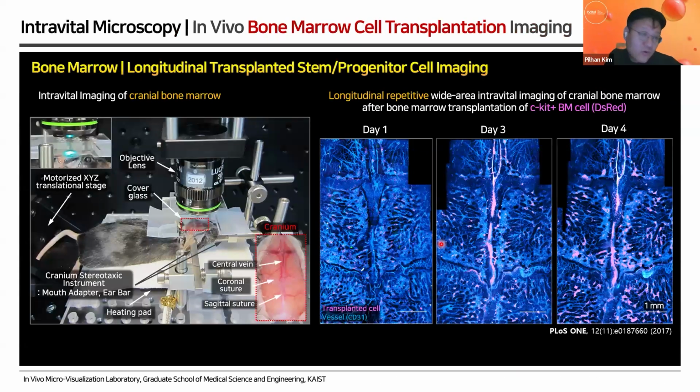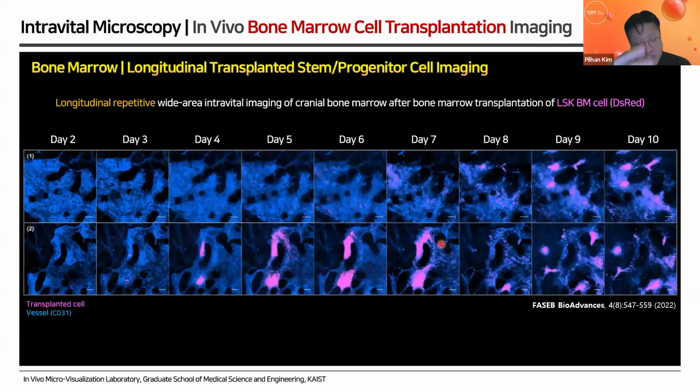And then the real beauty of intravital microscopy is longitudinal imaging, over several days to even several weeks. After each imaging session, we don't need to sacrifice the animal model. We can recover our mouse model and put it back into the cage. And then we can bring the same mice again, do the intravital imaging again, and find the exact same locations and see what's going on there for several days and even weeks. So this is one example.